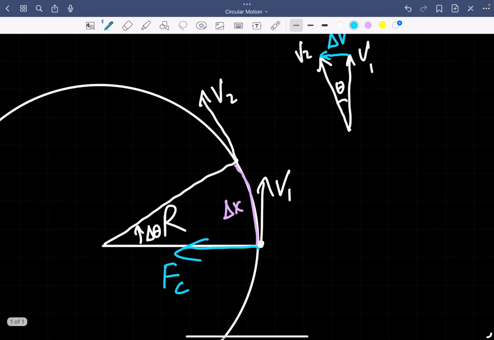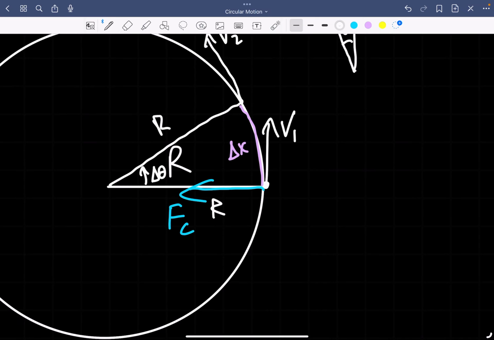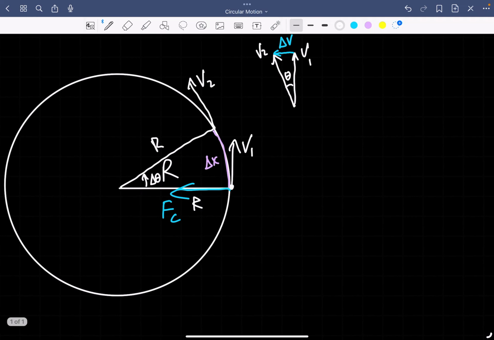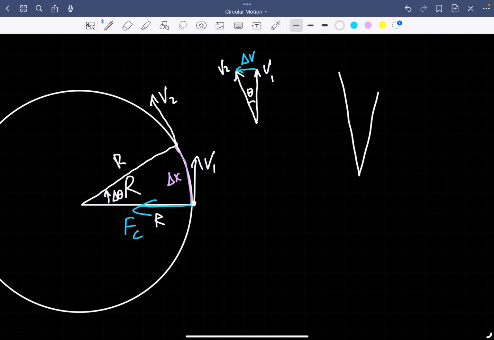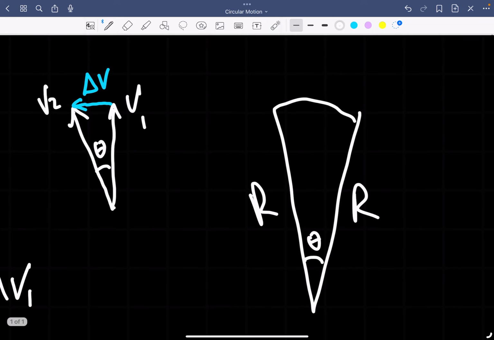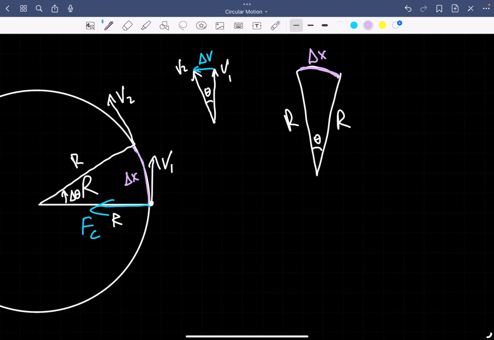If we look at this wedge of the circle, each of the side lengths of the wedge is r, because that's the radius of the circle. So if we draw this wedge out here, it has side lengths r and angle θ, and this distance here is going to be the displacement, or Δx.